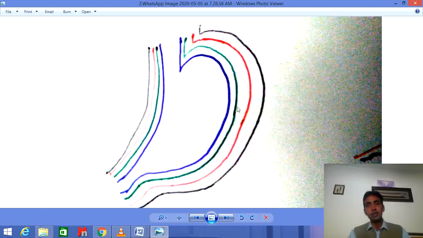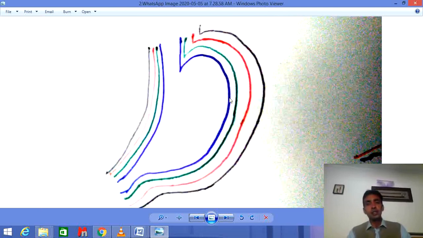The function of this layer is also to connect the mucosa and the muscularis. So the submucosa is responsible for accommodating the network of blood vessels, lymphatic vessels, and the third one, the nervous network, or nerve fibers.